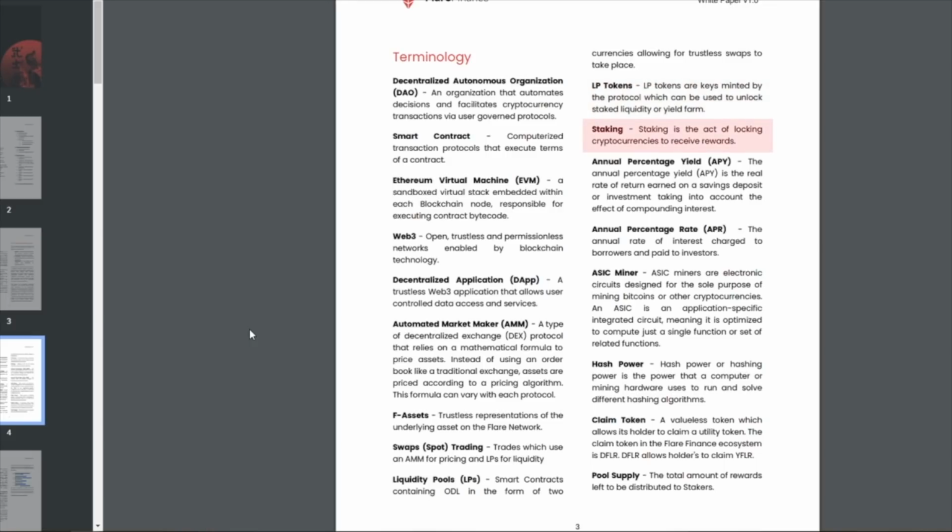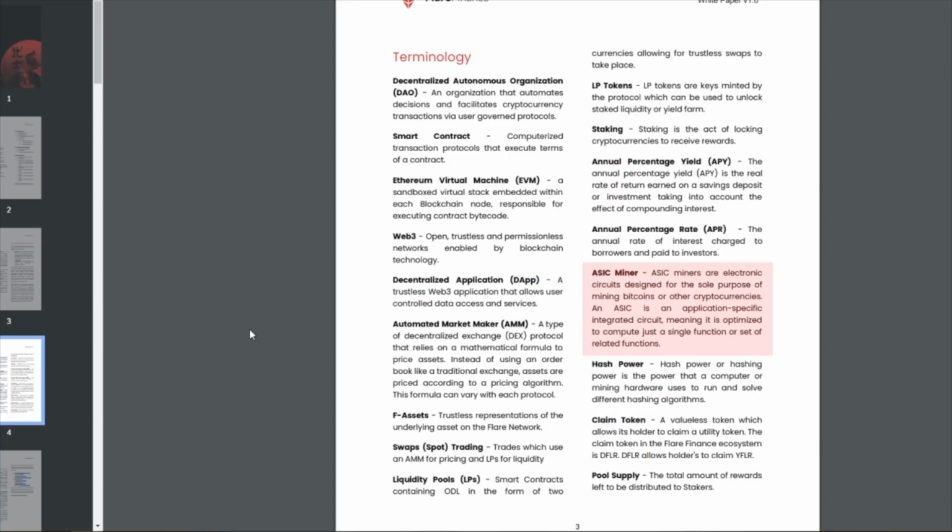Staking. Staking is the act of locking cryptocurrencies to receive rewards. The annual percentage yield, or APY, is the real rate of return earned on a savings deposit or investment, taking into account the effect of compounding interest. Annual percentage rate, APR, the annual rate of interest charged to borrowers and paid to investors.